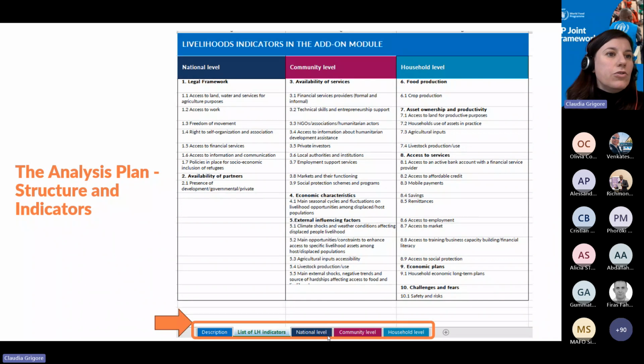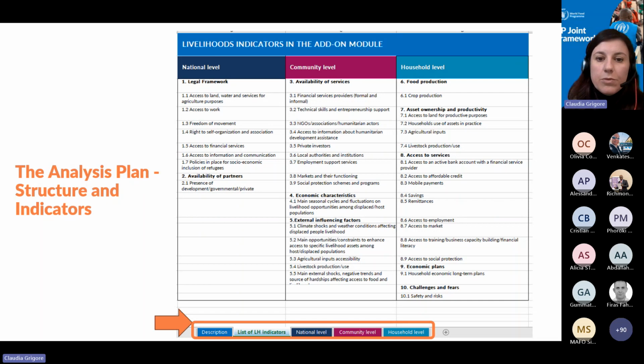Then you have 3 additional tabs called national level, community level, and household level. The national level tab contains the indicators and their analysis plan for the national level, and the data here is mostly collected through key informant interviews and desk review. Then you have the community level, which contains the same, but for the community level.